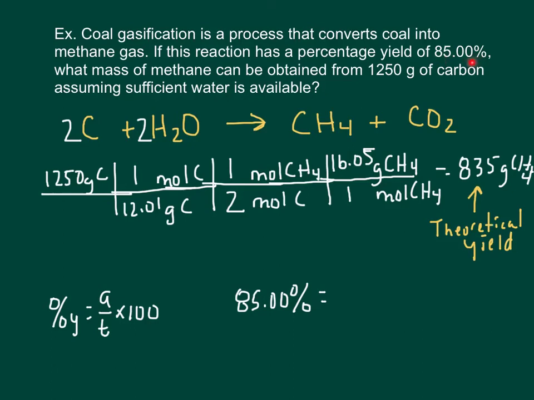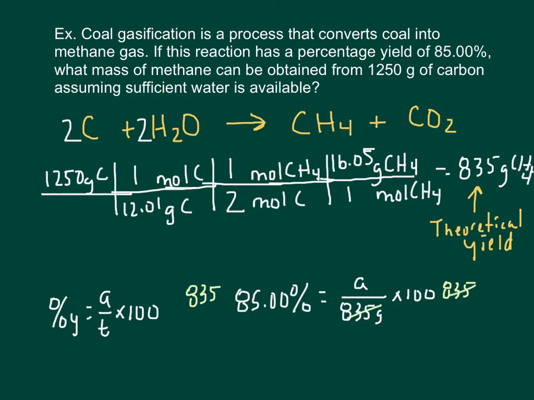So what we need to do is plug that theoretical yield into our equation down here, and we're going to solve for the actual yield. Theoretical yield was 835 grams. And then this is times 100. Now in order to solve for this, we need to get that A all by itself. And so to do that, we're going to multiply both sides by 835. 835 here and 835 here.